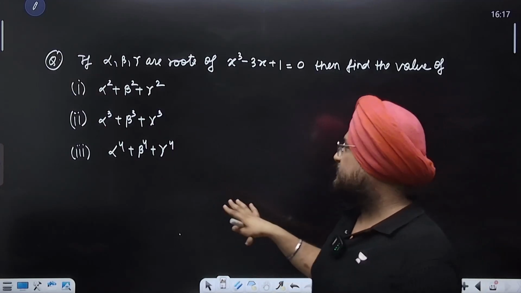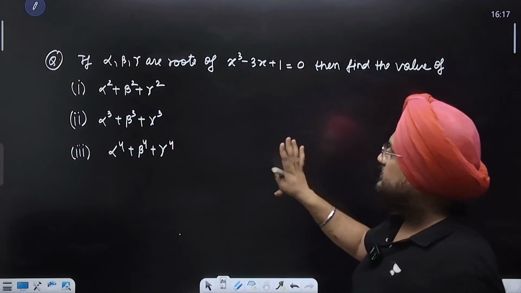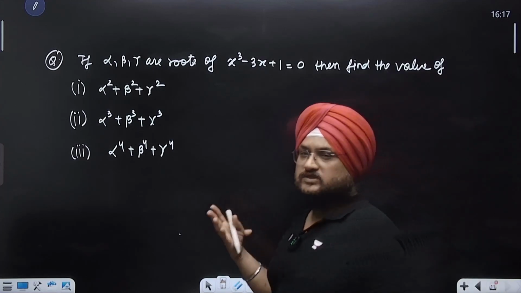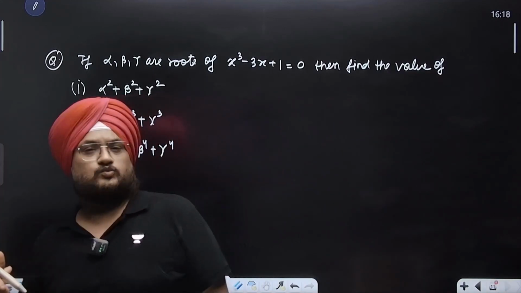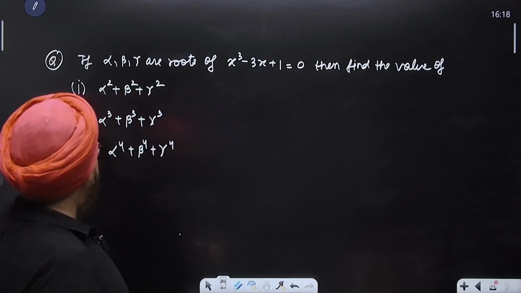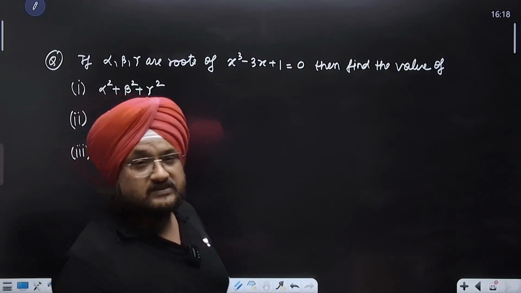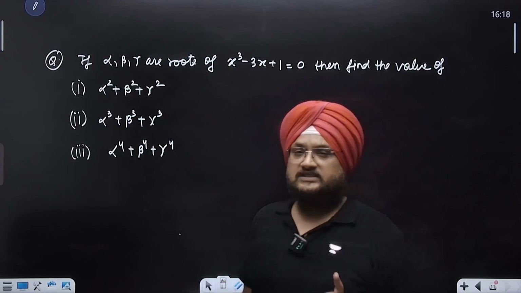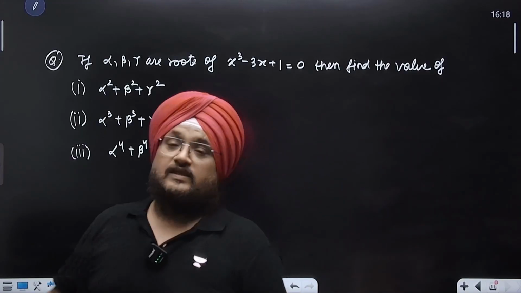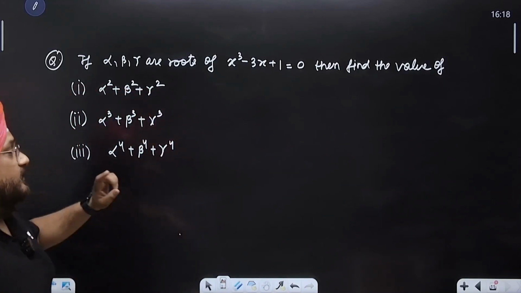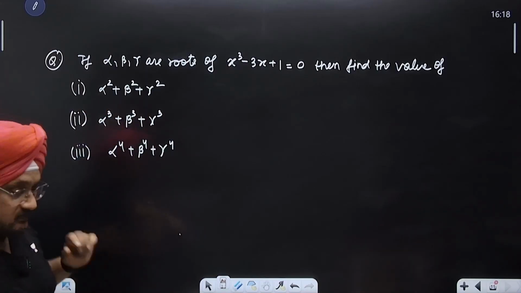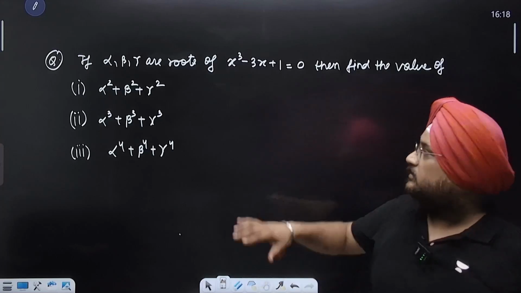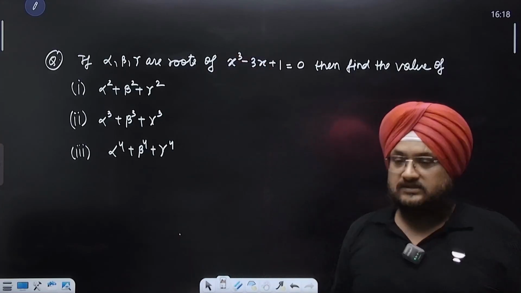Now in this question we will use the simple identities of three terms: (a plus b plus c) whole square equals a square plus b square plus c square plus 2ab plus 2bc plus 2ac, and a cube plus b cube plus c cube minus 3abc is equal to (a plus b plus c) into (a square plus b square plus c square minus ab minus bc minus ca). This problem we will be doing by those identities only. We will study later about Newton's theorem, then we will do this problem again using that concept.